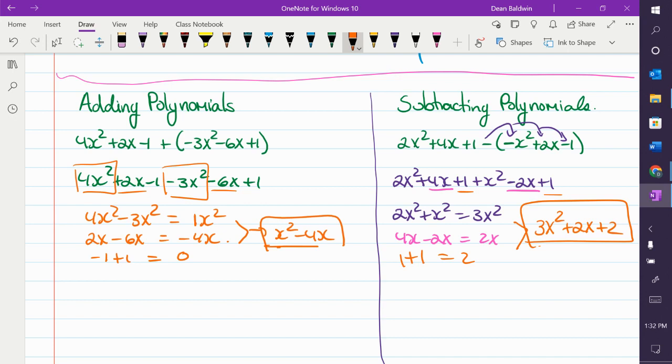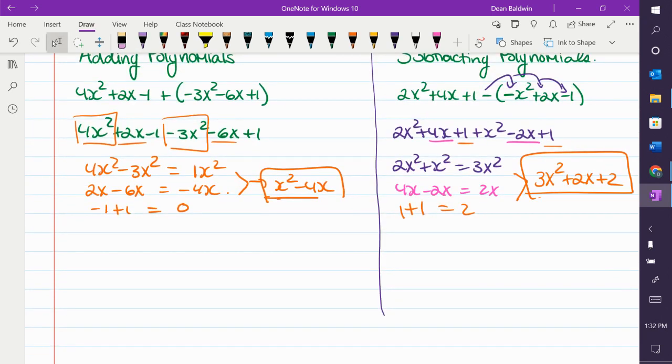Okay? That's it. The only real trick is when you're subtracting, that negative must be multiplied in. It's called the distributive law. We'll see that later on. It'll become more important in math.